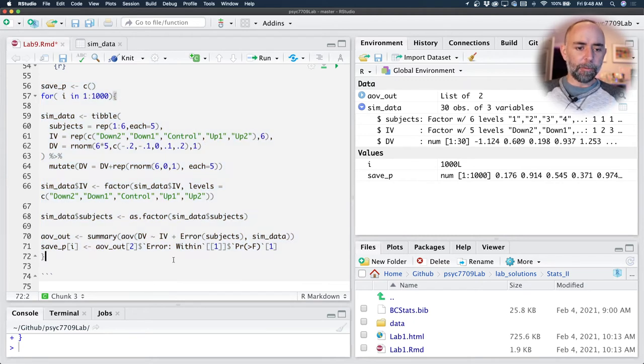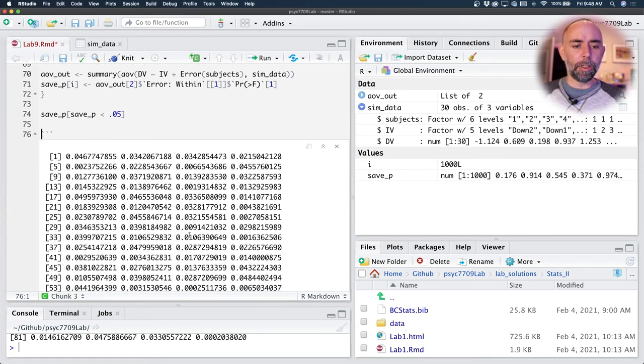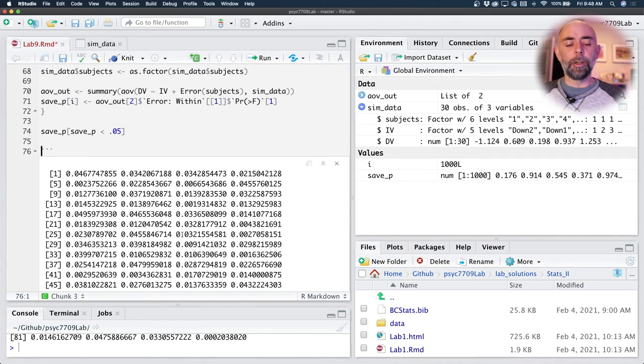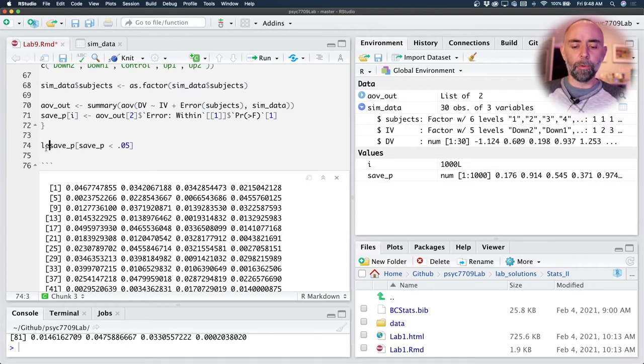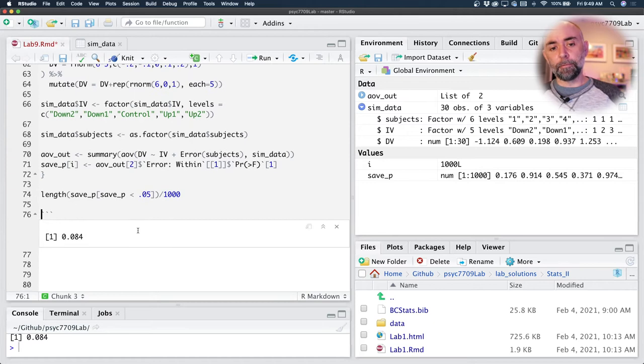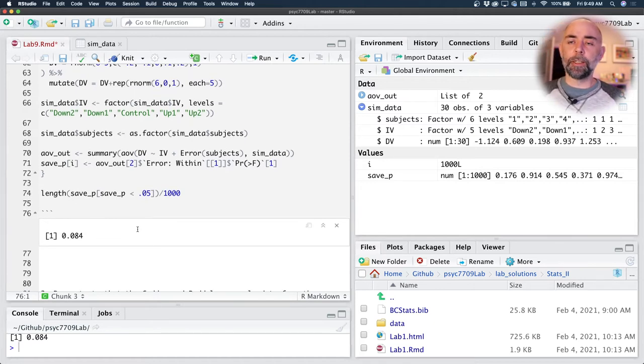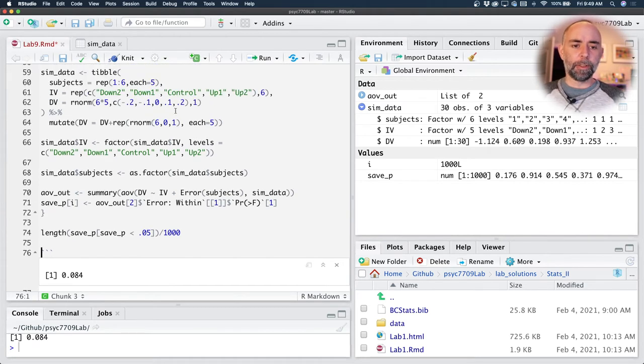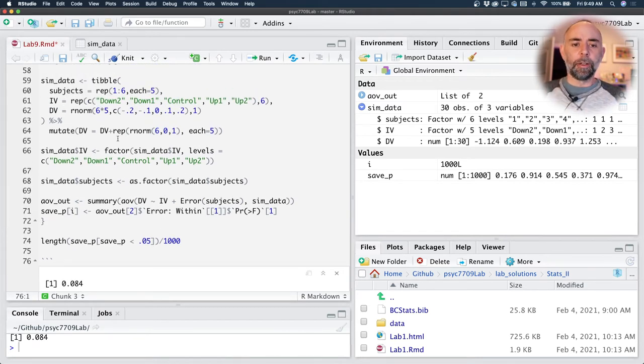There we've completed the simulation. So let's find out how many of these things are less than 0.05. So this is going to be all of the times where the null hypothesis was rejected. We could find out how many that was. 84. So that's out of 1,000. All right. So this design has power 0.08 to detect an effect. That's with 6 subjects. And with the effect sizes as programmed here.